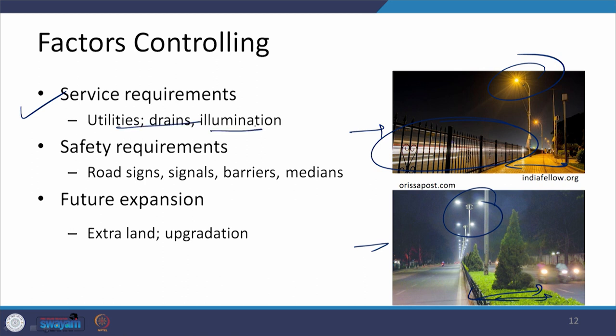So, drains, utilities, illumination, the safety requirements in terms of signs, signals, barriers, and finally, the extra land which is to be acquired if we have to go for an upgradation in future. All of these things are the points which need to be taken care of.